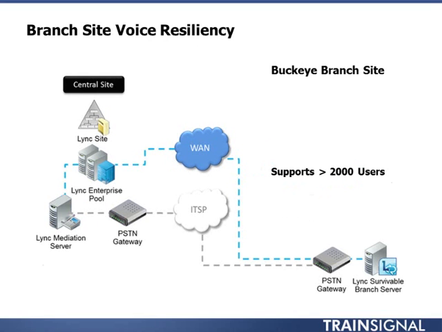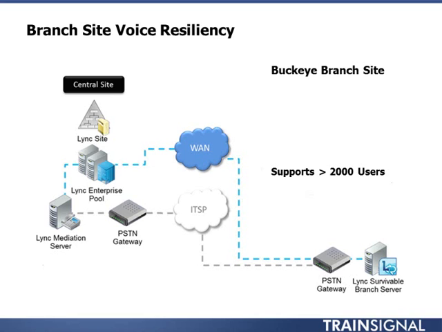For your larger corporate branch offices that have over 2,000 users, Microsoft recommends using either a Lync Survivable Branch Server or possibly a full Standard Edition server deployment. A Lync Survivable Branch Server works identically to an SBA in the sense that you have two roles installed on it. You have the mediation server role and you have the registrar role.